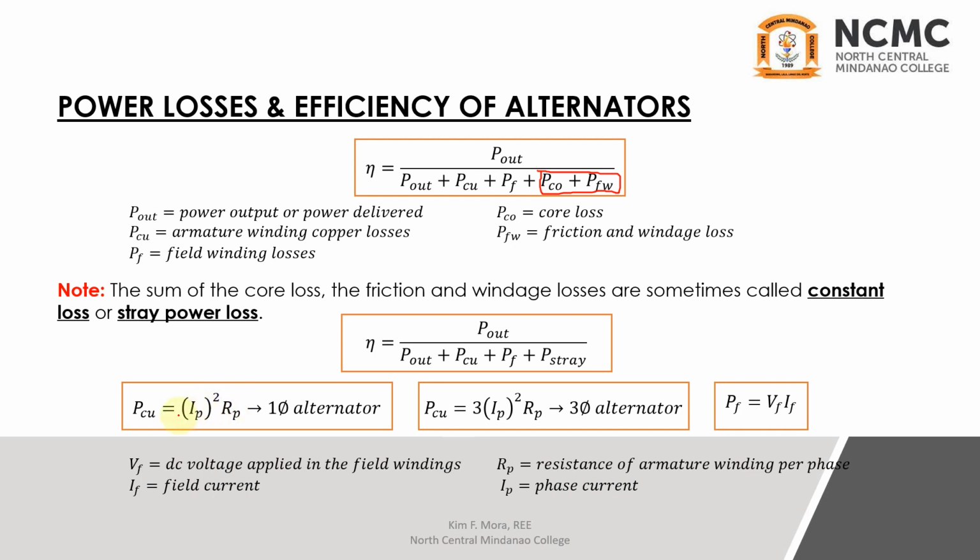So, dali ra siya i-remember because that is the formula for the power, I squared R, no? I here is the phase current squared multiplied by the resistance of the armature winding per phase. This is for a single phase alternator. If it's a three phase alternator, you just have to multiply it by 3. Then for the field winding loss, the formula is equal to the DC voltage applied in the field winding multiplied by the field current, no? P is equal to IV lang.